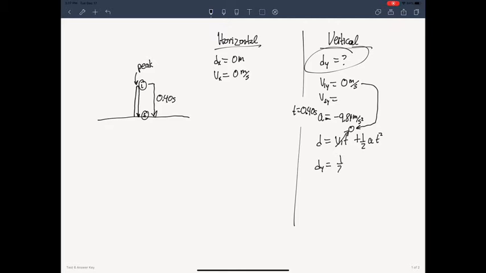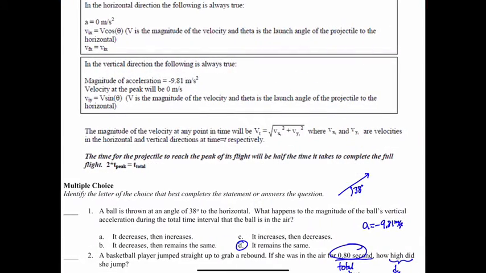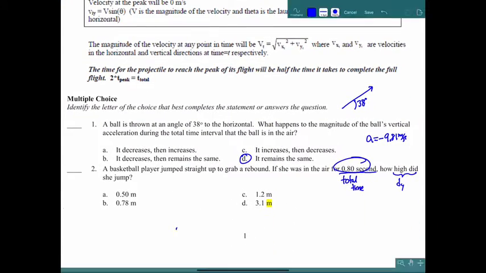We're going to have 1/2 times negative 9.81 times the time, 0.4 squared. This is going to give us a dy of negative 0.78 meters, but that's okay because we went down from the peak. That's why it's a negative value. So that means the total height jumped was 0.78, and that will be answer B.